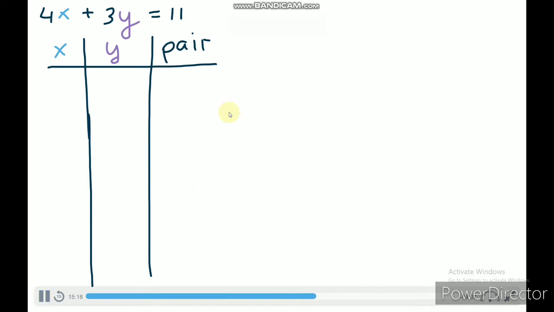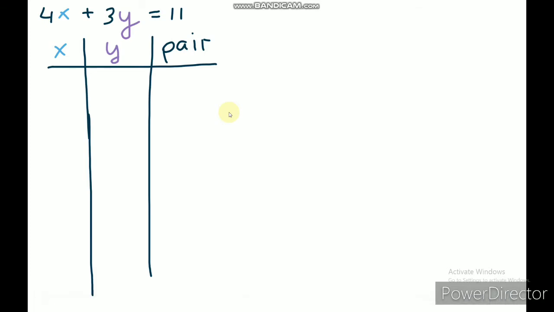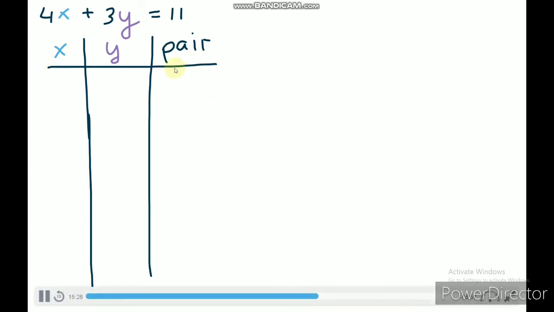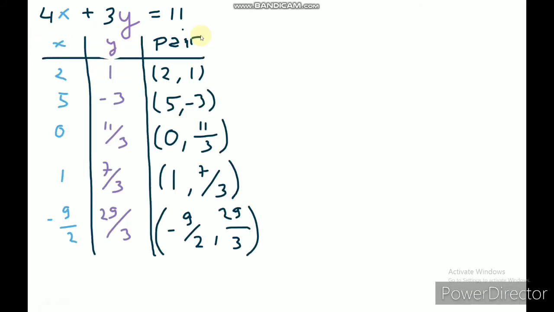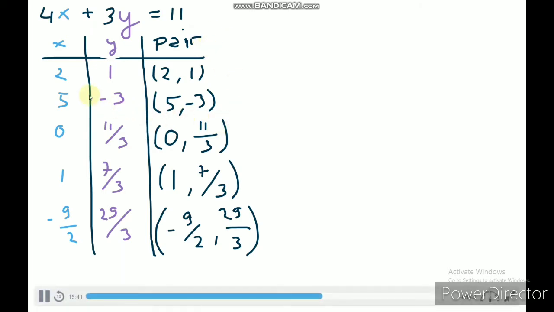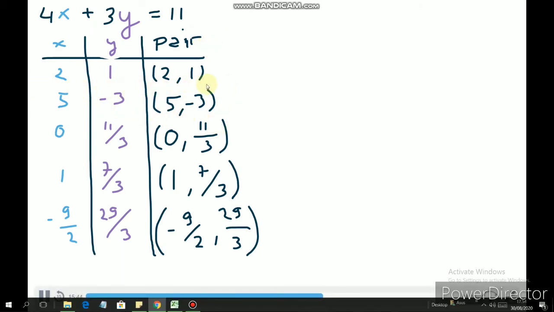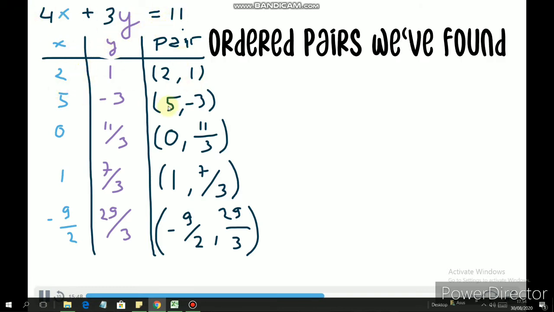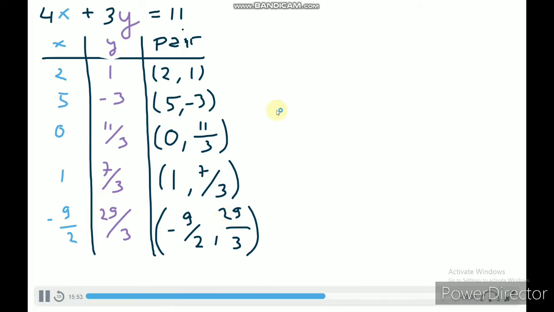So before we go to graph, let's just list again the solutions that we have got so far. For now I'm using the table here. The first column belongs to x, the second column belongs to y, and let's just fill in the table. So far this is for the equation 4x plus 3y equals 11. This is all the ordered pairs that we have found: (2, 1), (5, -3), and so on.